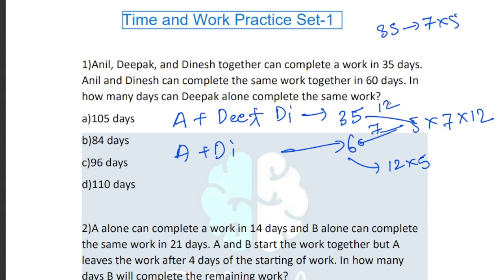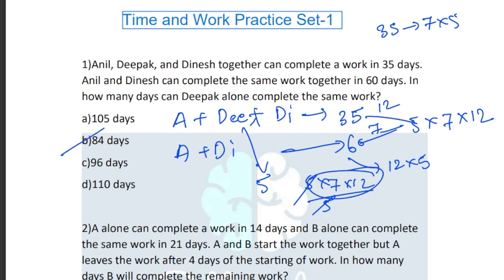So this 12 is the efficiency of these 3 and this 7 is the efficiency of these 2. So from here I got the efficiency of these 3 and these 2. And now I want the efficiency of Deepak, because I have Anil plus Dinesh, so I take the efficiencies 12 and 7. So 12 minus 7, it will be 5. Now the question is, in how many days can Deepak alone complete the same work? The work is 5 multiplied by 7 multiplied by 12, and with the efficiency of 5 it will take 12 multiplied by 7 days, that is 84 days.